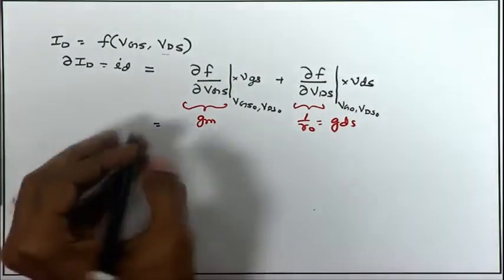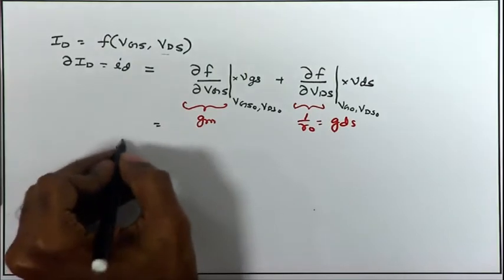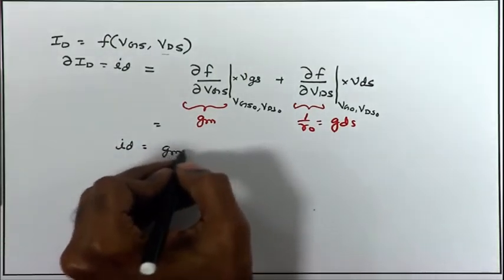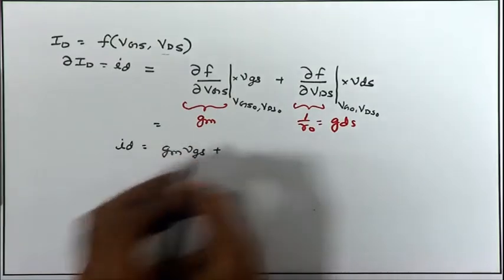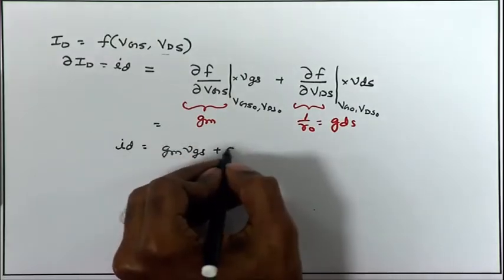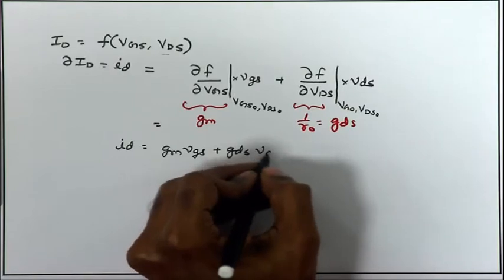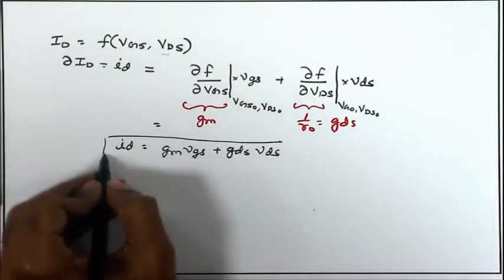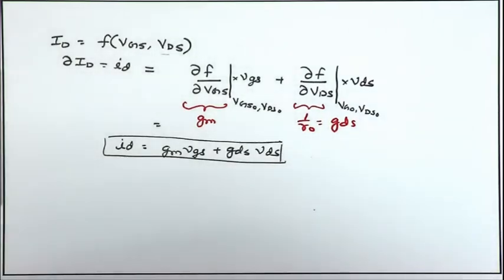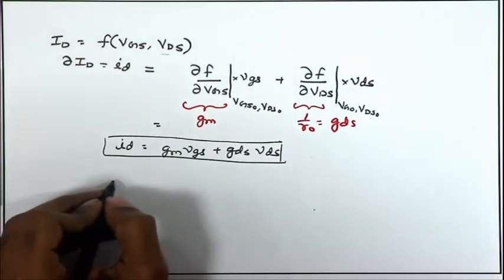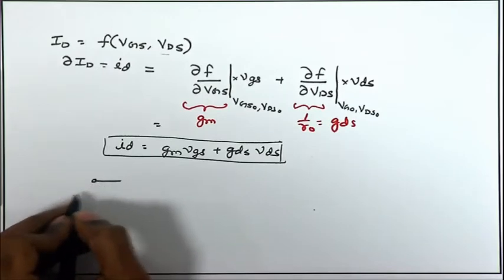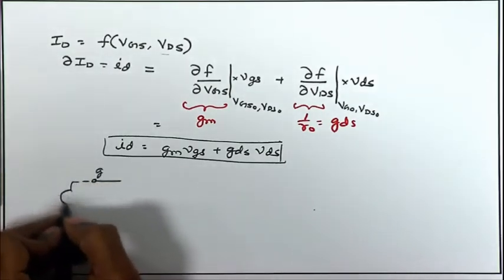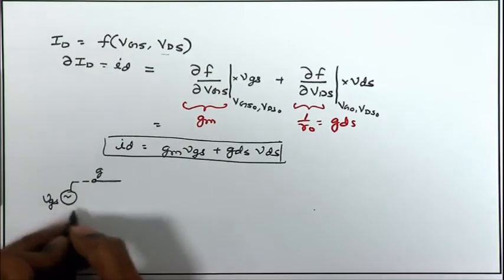Therefore, the overall small signal change in the current flowing from drain to source can be written as GM VGS plus GDS times VDS, right. So, this is what is captured in the combined small signal model of the MOSFET, where at the gate terminal you are applying a small signal voltage VGS.